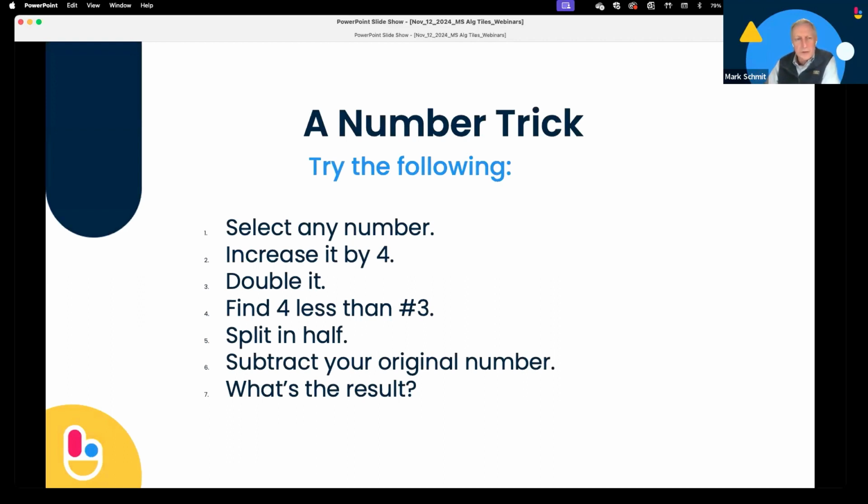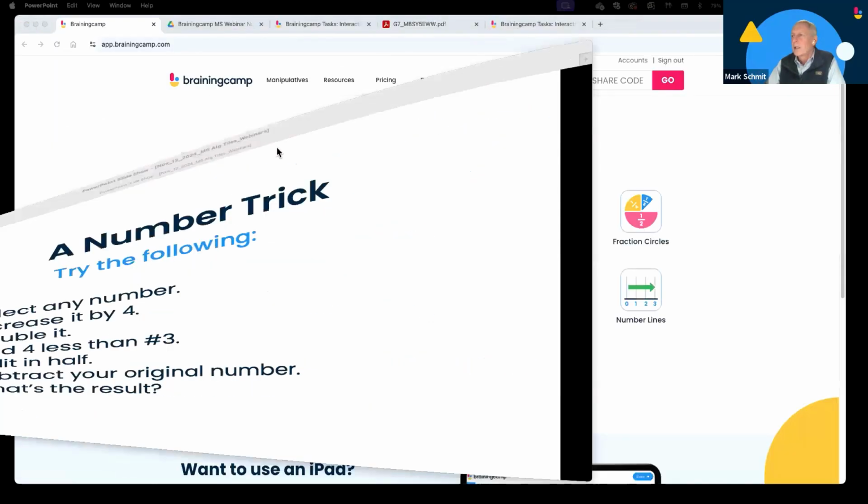2. I see 2 a couple times. All right. Well, I want to take a look at using algebra tiles to do something that's kind of fun like that.